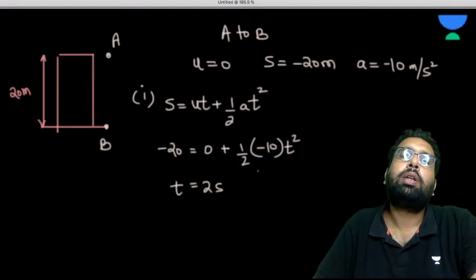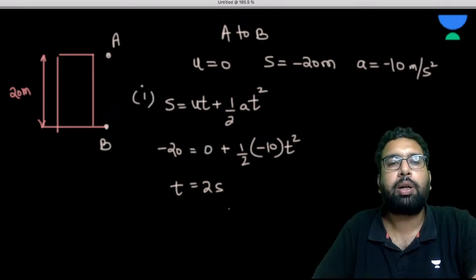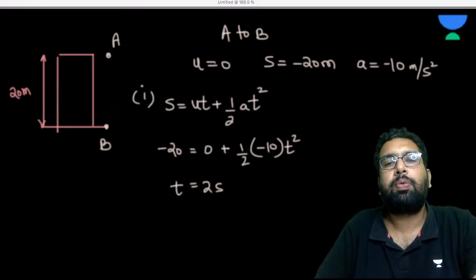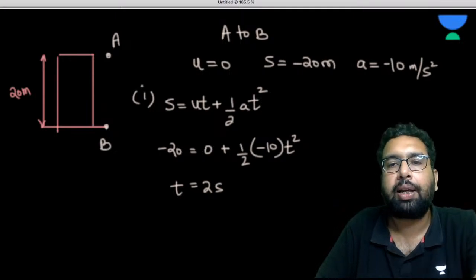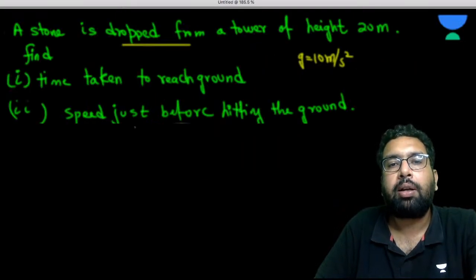How come? The 0 will be cancelled out, minus minus will be cancelled out, and this is going to become 4. That means t is going to become 2 seconds. So the time taken to reach the ground is 2 seconds. Now, what is going to be the speed just before hitting the ground?